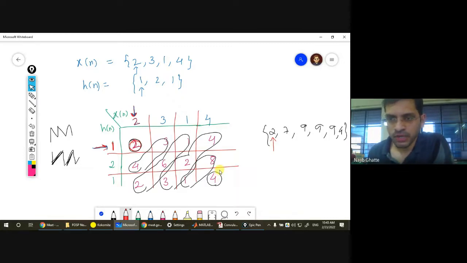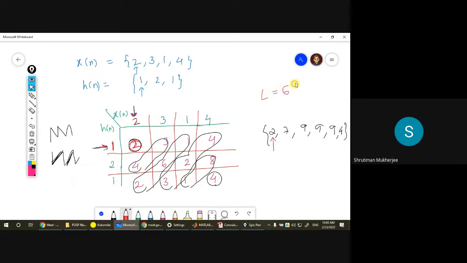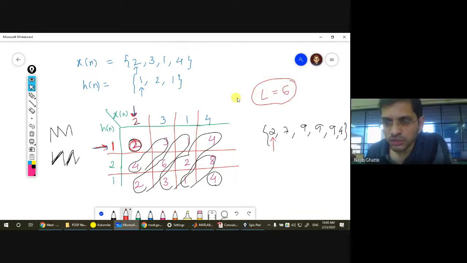Sir, count the number of elements in this case. How many elements are there? 1, 2, 3, 4, 5. What did you say, sir? Say again. 6 elements. Do you recall this? L equal to 6. L1 plus L2 minus 1. Yes, sir. Verified. We have verified.